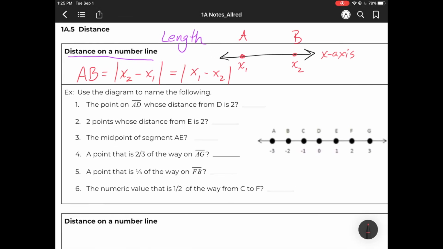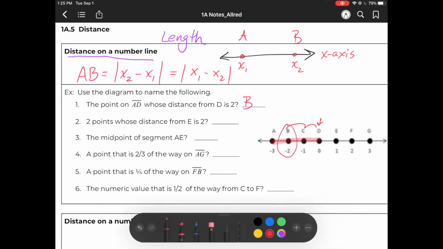So number 1, example 1, we're going to use this diagram to name the following. First, they say name the point on AD whose distance from D is 2. Well, that means we're only focused on segment AD. And so along AD, D is the endpoint. I want a point 2 units away from that endpoint D. So I can just count and get coordinate B, or point B.